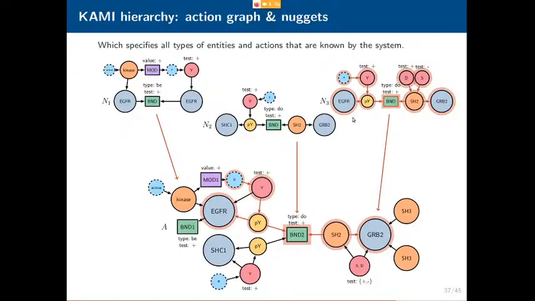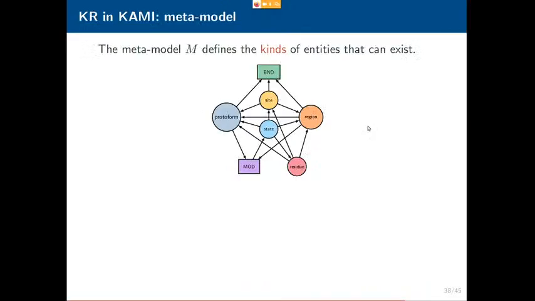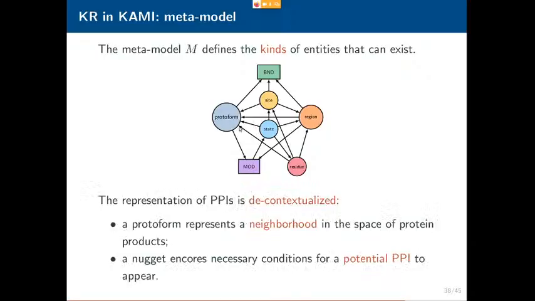So now you see the colors of the nodes of nuggets and the action graph. They encode the typing by the little hardwired graph that we call the meta model. The meta model defines the syntax for our knowledge. So it defines which kinds of entities we can represent. We can represent different kinds of interactions like modification and binding, different structural elements of proteins, regions, residues, and their states. And as you may notice, the main agent of interaction in CAMI, this light blue node, is called a protoform. So it's not a protein, it's a protoform.